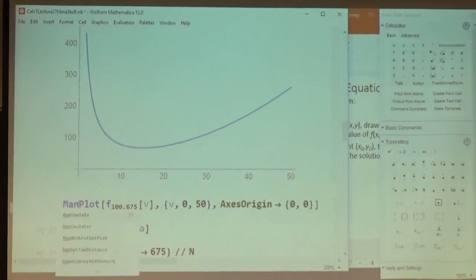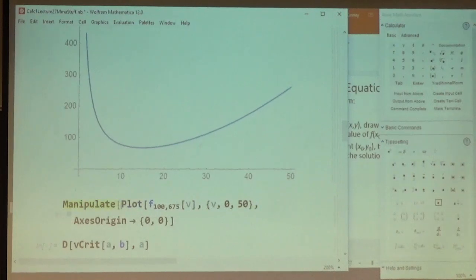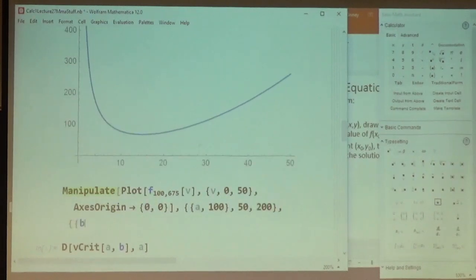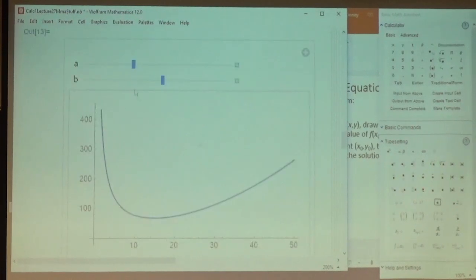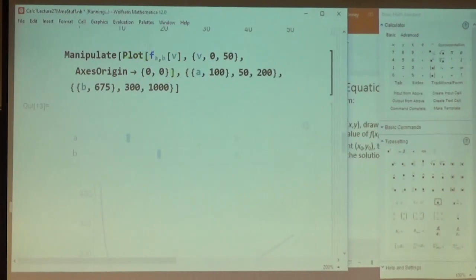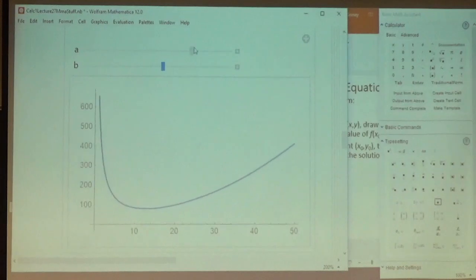But now I can put this in a Manipulate and change A and B. This kind of syntax will start A off at 100, let it go lower if I want, and let it go higher. This kind of syntax will start B at 675, let it go lower or higher. As this is, it'll adjust the plot range. Maybe you like that, maybe you don't. I need to change these to A's and B's. If nothing changes, that's the kind of mistake you might have made. As it is, it changes the plot range as I move these.